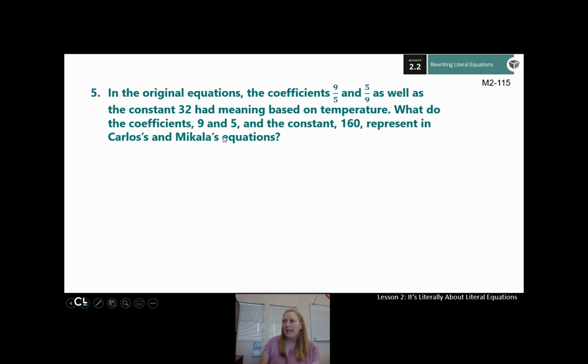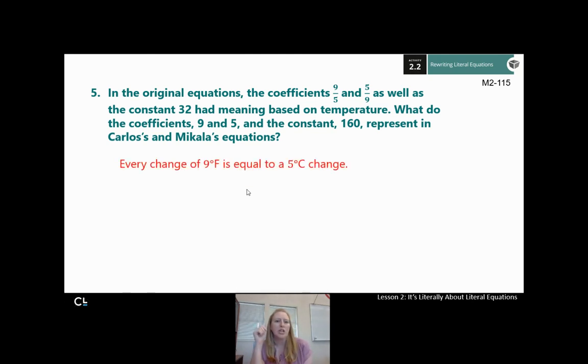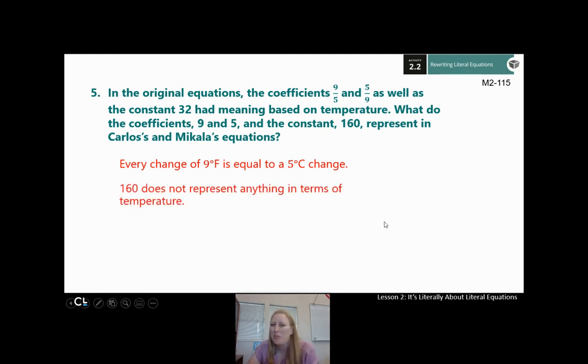But with Carlos and Mikala, that 32 kind of disappeared and they didn't have fractions anymore. They still had the 9 and the 5, but they now had a 160. So what are these? Well, the 9 and the 5 are still somewhat important. Now, it was easier when they were fractions, but here's the deal. That 9 and that 5 means that every change of 9 degrees Fahrenheit is equal to a 5 degrees Celsius change. If it goes up by 9 degrees Fahrenheit, then it only goes up 5 degrees Celsius. That's the truth.